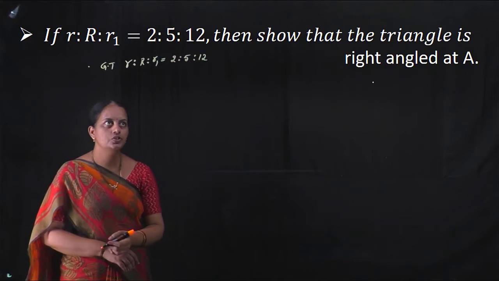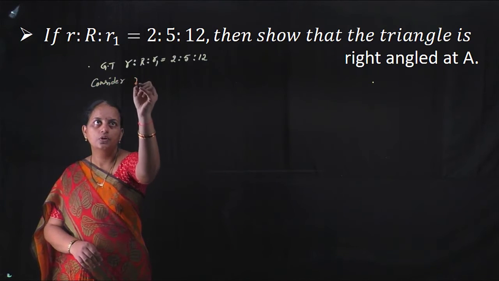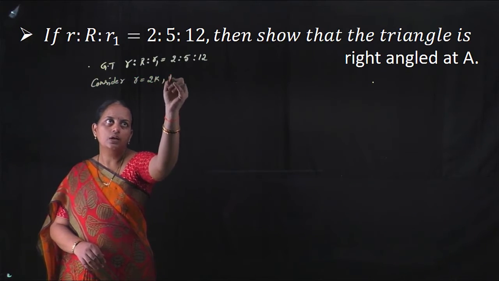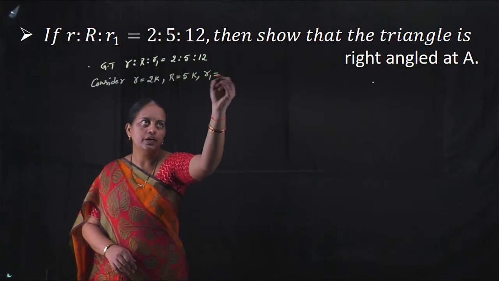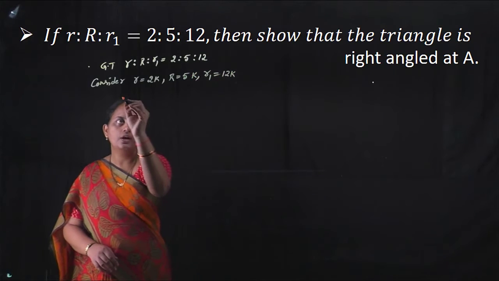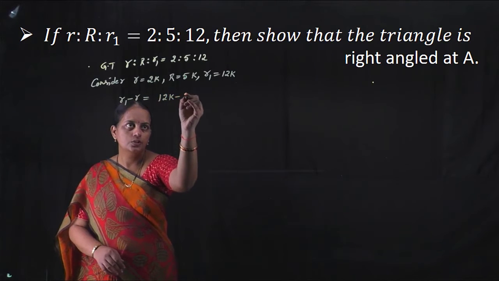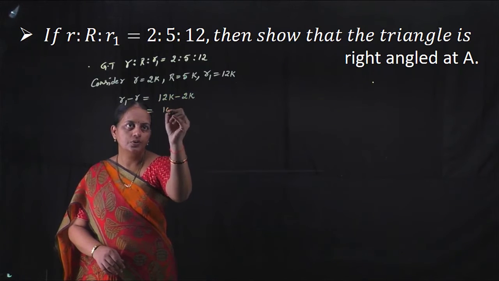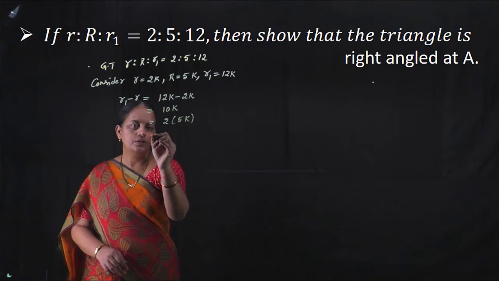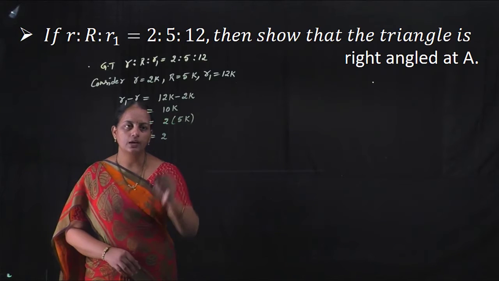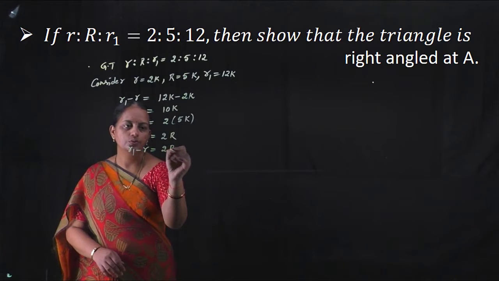2 is to 5 is to 12. From this, consider small r is equal to 2k, capital R is equal to 5k and R1 is equal to 12k. From this, we can write R1 minus R is equal to 12k minus 2k. This is equal to 10k, and 10k can be written as 2 into 5k, and we know that 5k is equal to capital R. Therefore, R1 minus R is equal to 2R.